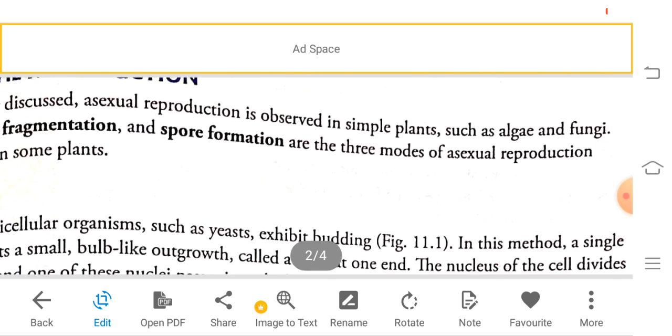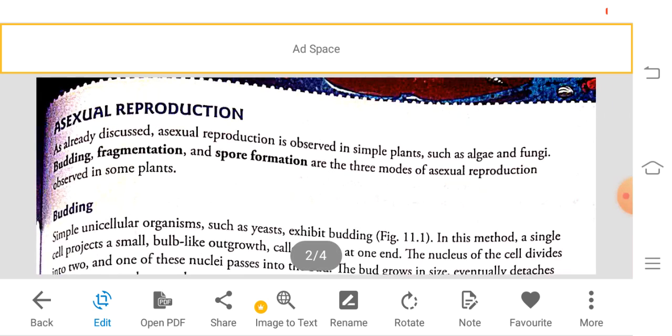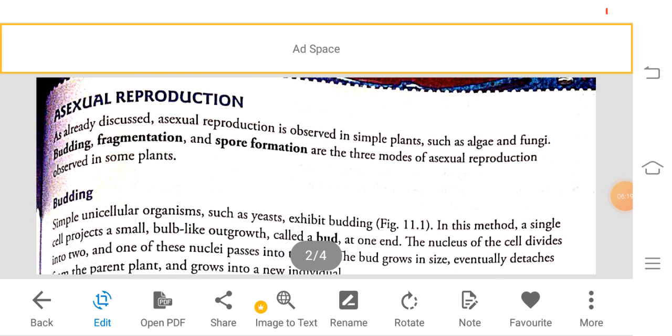Now in a detailed manner we will see about each part of reproduction. First of all, the part we are going to see is asexual reproduction. As already discussed, asexual reproduction occurs in simple plants like algae and fungi. The modes of asexual reproduction are budding, fragmentation and spore formation. First of all, the first mode of asexual reproduction is budding.